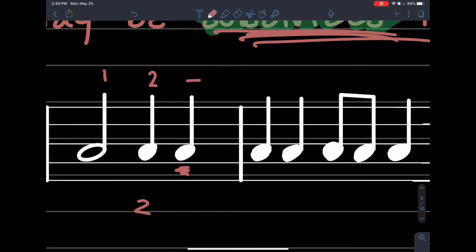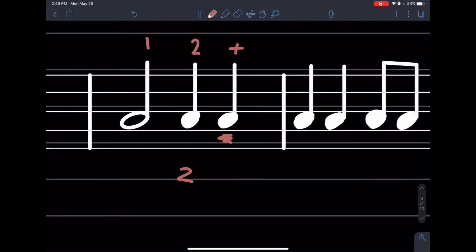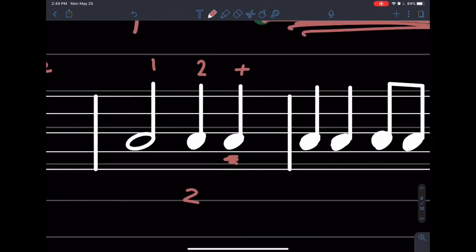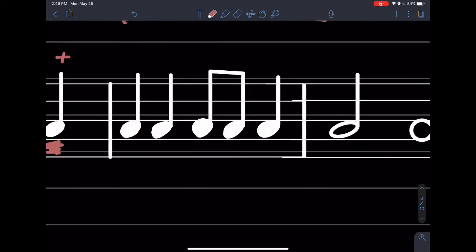But what most people do is they just shorten it to a plus sign to mean and. So this looks like 1, 2, and. So if we were counting beats, this quarter note here lands on the and of beat 2. That's what we'd say. It lands on the and of beat 2. It's the halfway point of beat 2. And we can apply that logic even further.